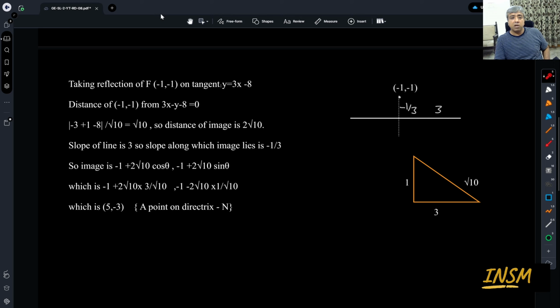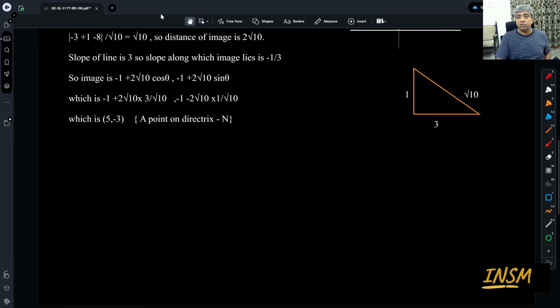image of focus. Okay. So what we do is the image would be minus 1 plus r cos theta. Your r is 2 root 10 and cos theta, and the y coordinate would be minus 1 plus 2 root 10, which is r sin theta. And the values of cos theta and sin theta we put from here, taking cos theta as positive 3 by root 10 and sin theta as minus 1 by root 10. Okay. So after cancelling out these root 10, the coordinates that we get is 5 comma minus 3. So we have found the coordinates of N.